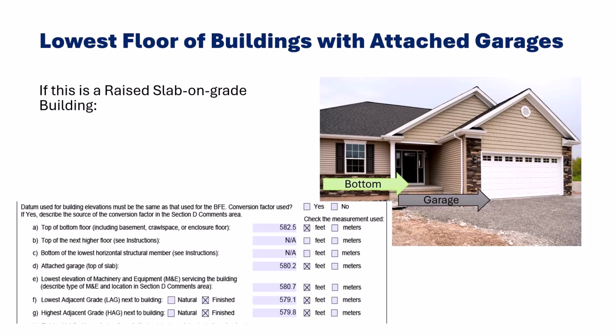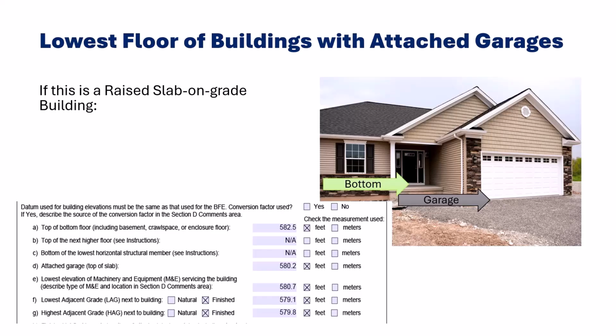Let's look at an example. If this is a raised slab on grade building with an attached garage and no second floor, then the bottom floor, or the main finished floor of the building, would be collected in C2A. There is no next higher floor, and we don't need a lowest horizontal structural member. The attached garage information goes in C2D of the form, as well as elevation of machinery and equipment, and the lowest adjacent grade and highest adjacent grade.